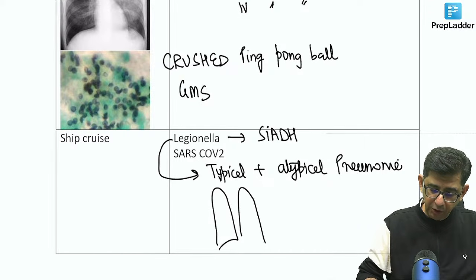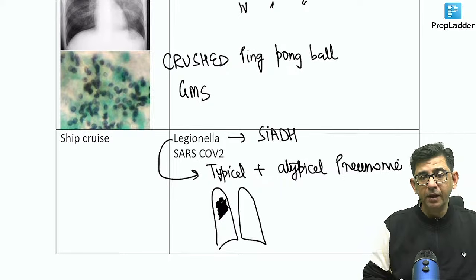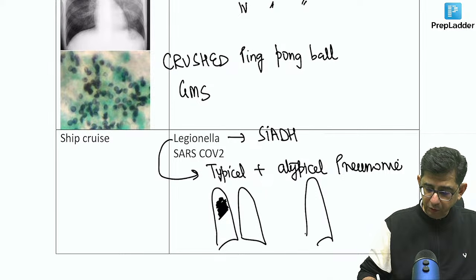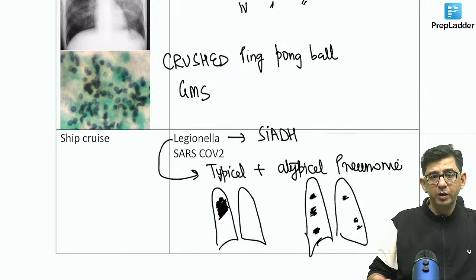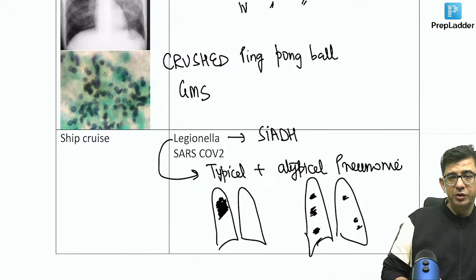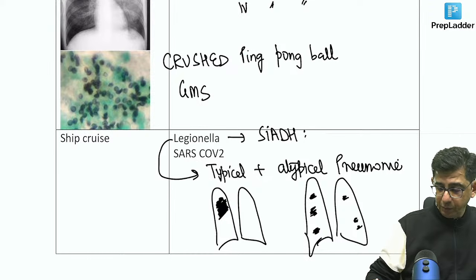Typical would mean that there would be a consolidation in the lung, over which bronchial breathing comes. And atypical pneumonia would mean that there would be bilateral infiltrates present in both the lung fields of this patient and diffusely present. So both presentations can be there, but Legionella can be associated with hyponatremia.